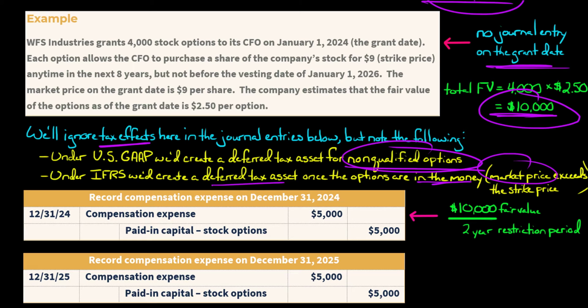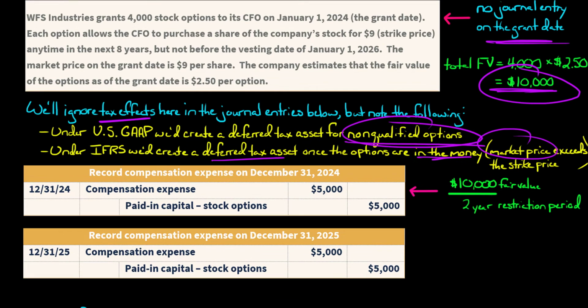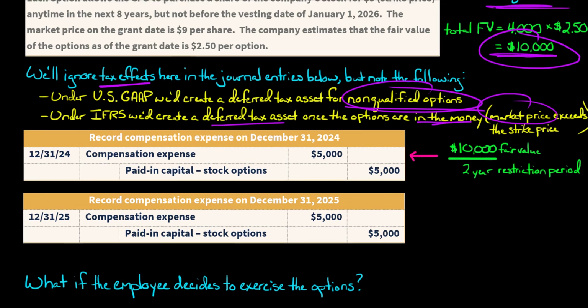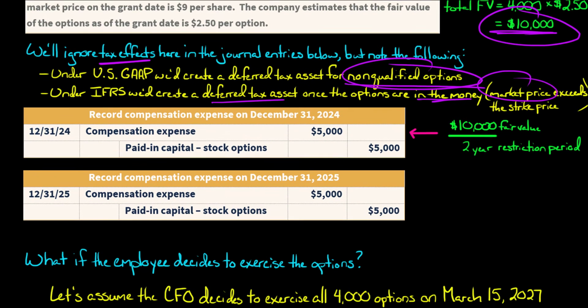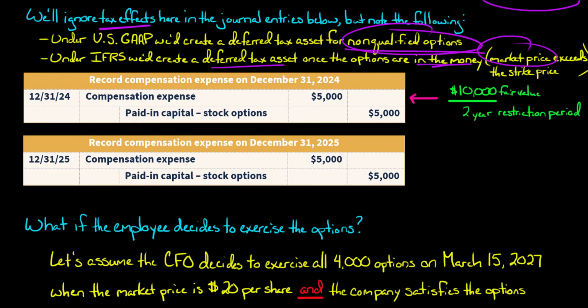So ignoring taxes, again, as I said, the 5,000 expense is just the 10,000 fair value of the options divided by the 2-year restriction period, the 2-year vesting period. So we make that journal entry twice. Now, again, this credit here is an equity account. Paid in capital is an equity account. We're going to come back to that account, paid in capital stock options, later. So if we exercise the options, what if the employee, the CFO, says, you know what? Okay, now the 2-year restriction period is up.